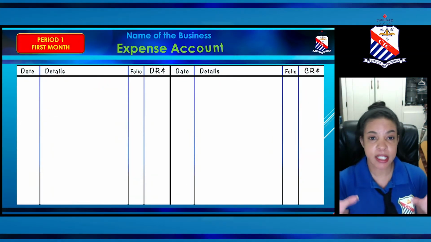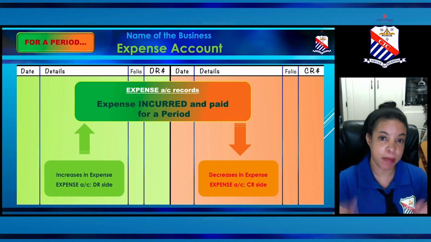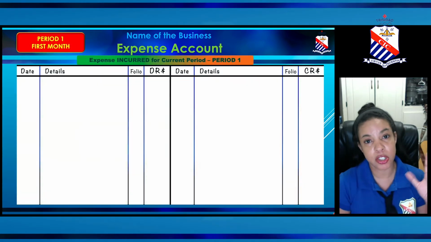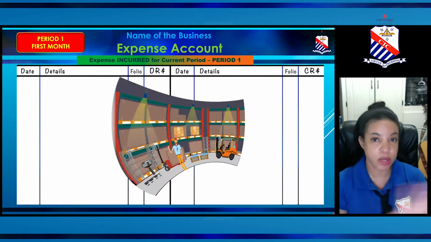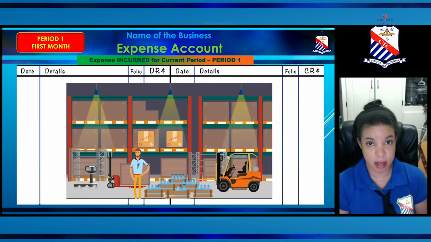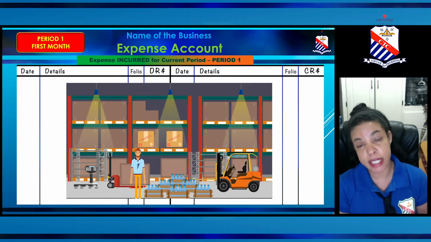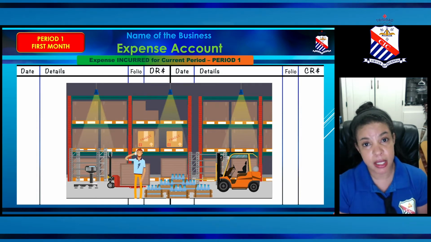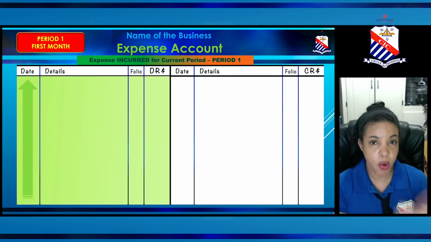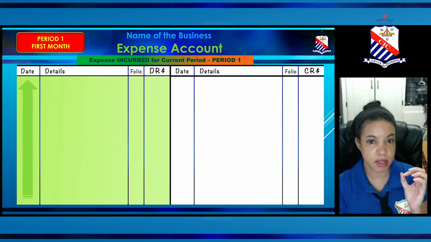Now remember that the expenses incurred and paid in a period is what is recorded in the expense account. So that is what we are going to do now. We are going to record, and we're going to assume that we are now starting to operate a business, and we are going to do the transactions for the first month. That is the period that we're going to use for our example, the first month of business, right? So in terms of increasing on the debit side, what type of transactions would we perform that would increase the amount in the expense account?